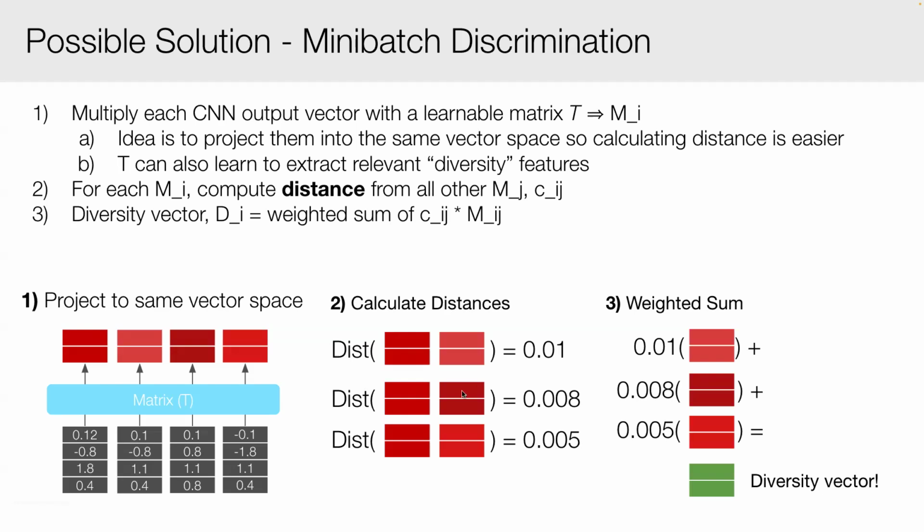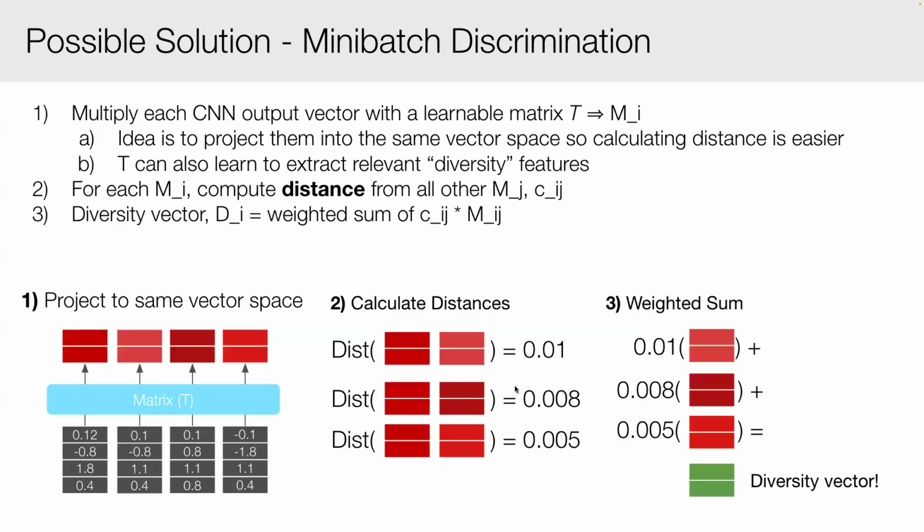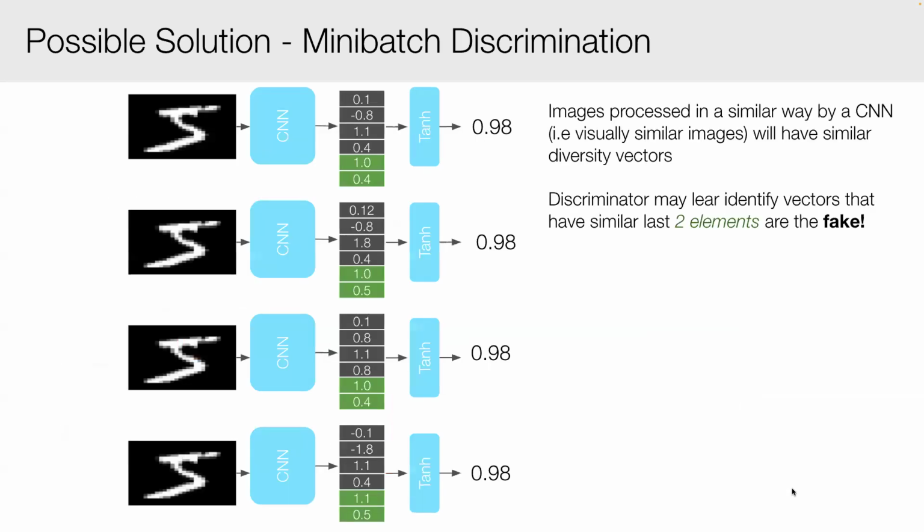Okay, so if we're thinking about generating the diversity vector for this first guy, we calculate the distance to each of the other images in its batch. In this case, we have a batch size of 4. We then take a weighted sum of the distances to the other vectors, and we just add them together, and that's how we get our diversity vector. Now, if all of these images look very similar, the idea is that their diversity vectors will all look the same as well.